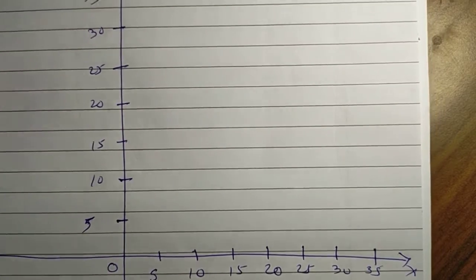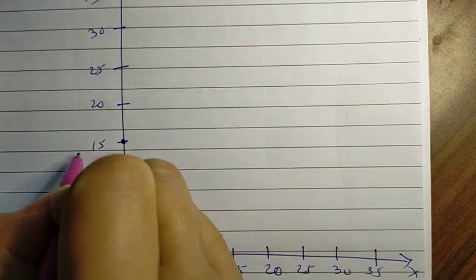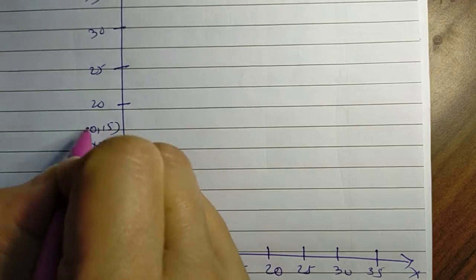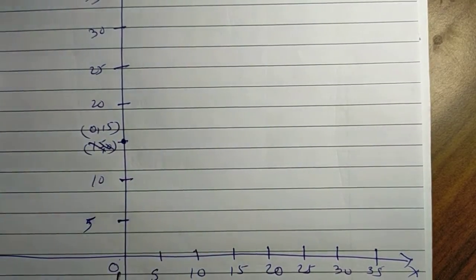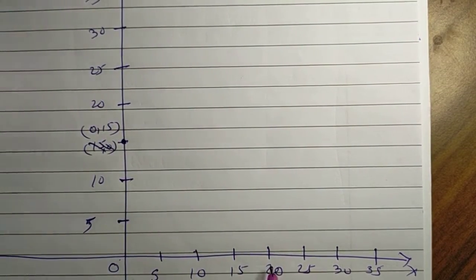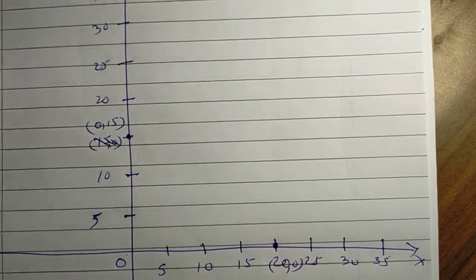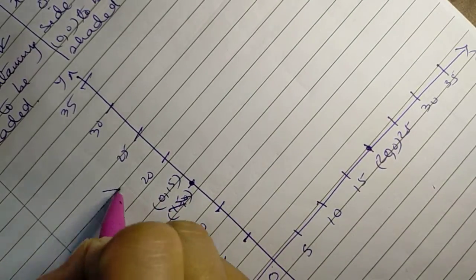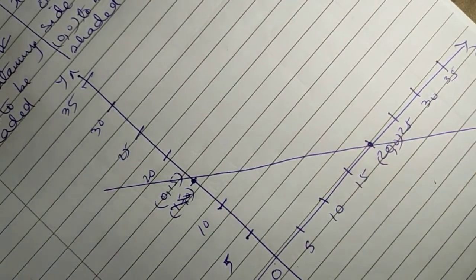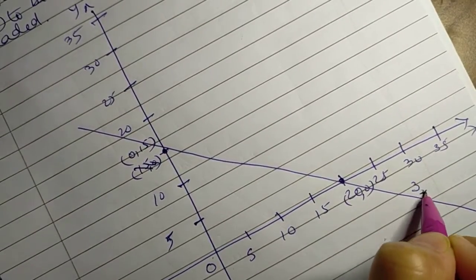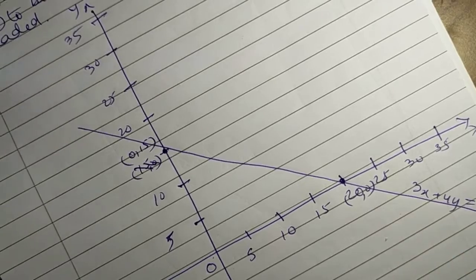Now let's start plotting. For the first line we need x equal to 0, y equal to 15. So this is the point 0 comma 15. Okay, now then we need 20 comma 0. 20 comma 0 is this point, and it's a slack inequality, so we join them by a bold line. So this is one line. This line we write as 3x plus 4y equal to 60.